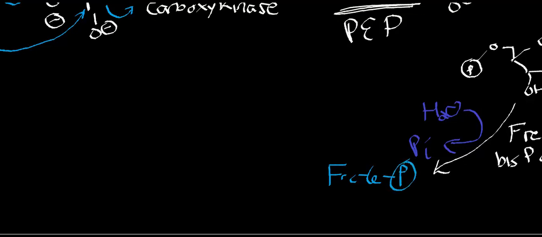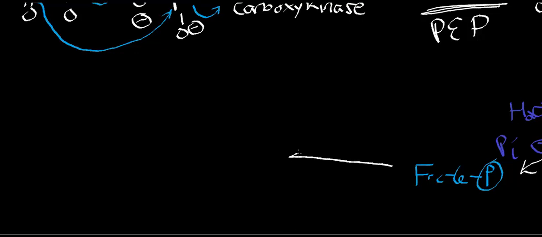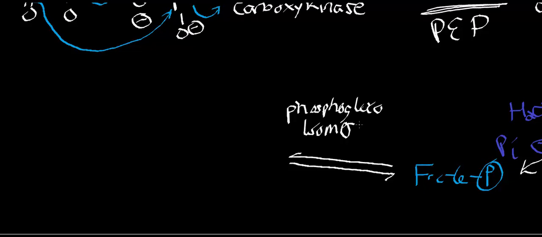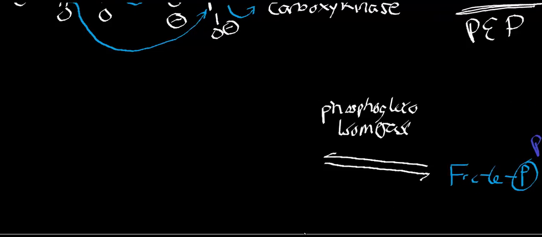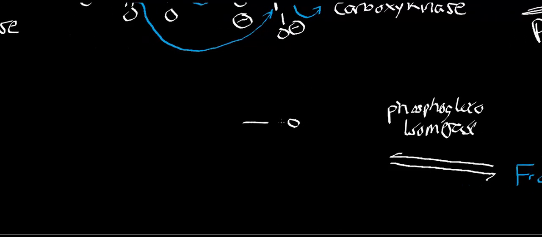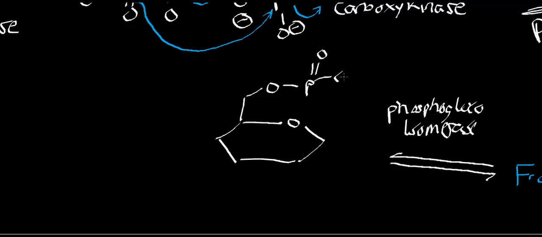And remember that fructose 6-phosphate is going to be consumed by the same enzyme that produces it in glycolysis, and that was what? Phosphoglucoisomerase, right? And that's going to produce what? It's going to produce glucose 6-phosphate. So let me finish drawing this.